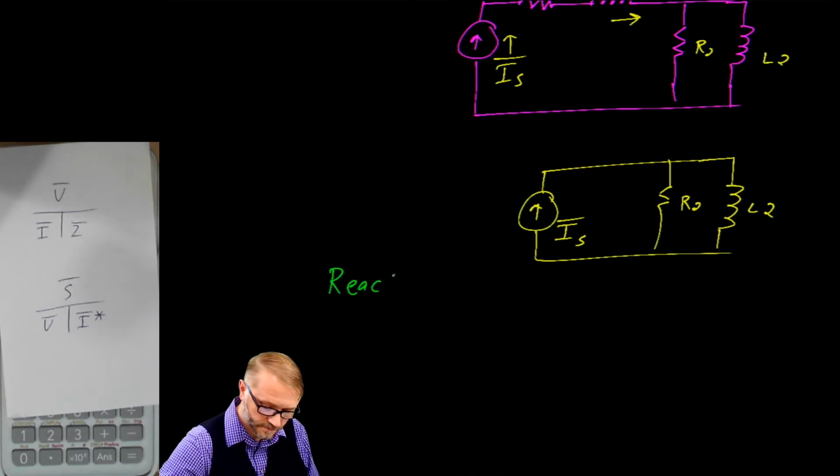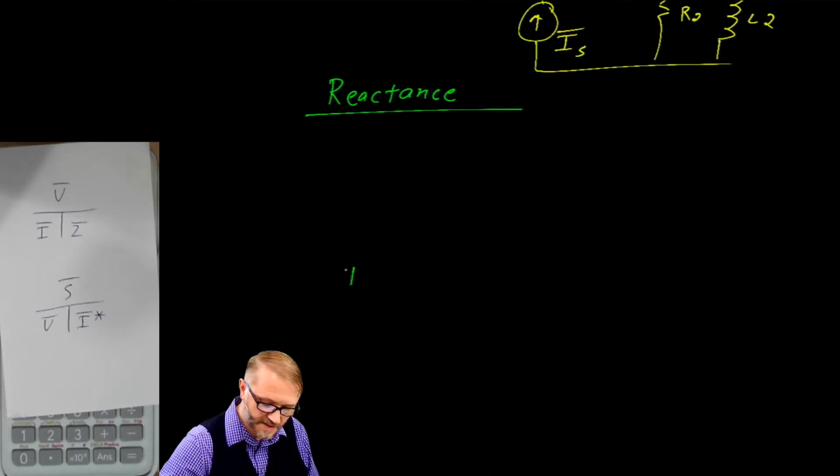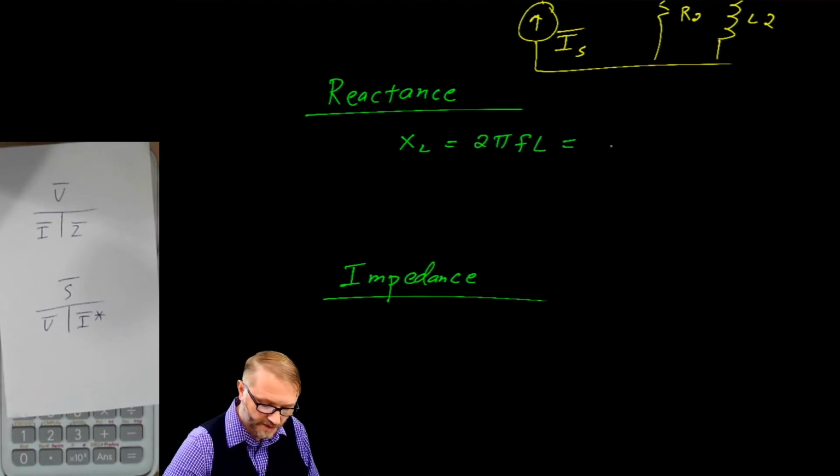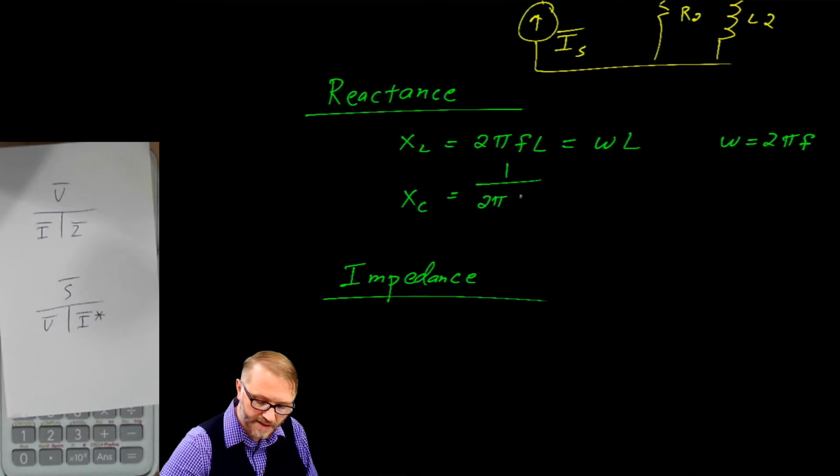Reactance and impedance. They're similar, but they are not the same. Inductive reactance is defined as 2 pi FL, or you'll occasionally see it as omega L, where omega is equal to 2 pi F. Capacitive reactance is equal to 1 over 2 pi FC, or occasionally as 1 over omega C.